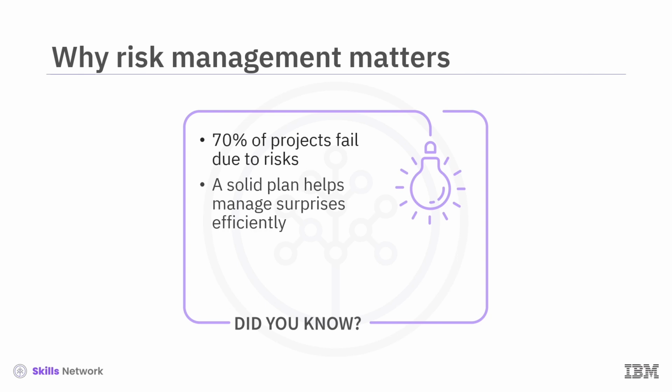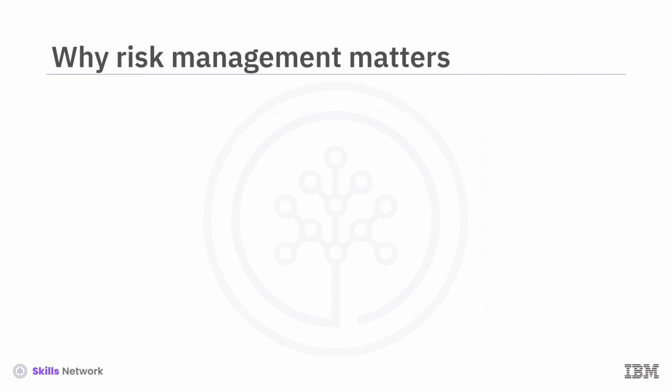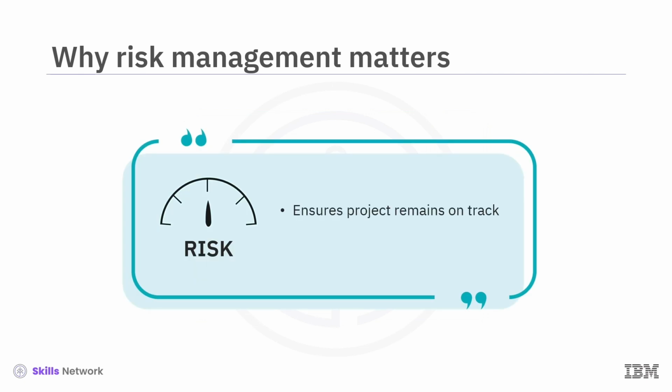Did you know that 70% of projects fail due to unanticipated risks? A solid risk management plan can turn surprises into manageable challenges, keeping your project on track and stakeholders aligned. Risk management ensures your project remains on track by proactively addressing potential issues. Whether data privacy concerns or resistance to workflow changes, an effective plan minimizes surprises and keeps stakeholders aligned.